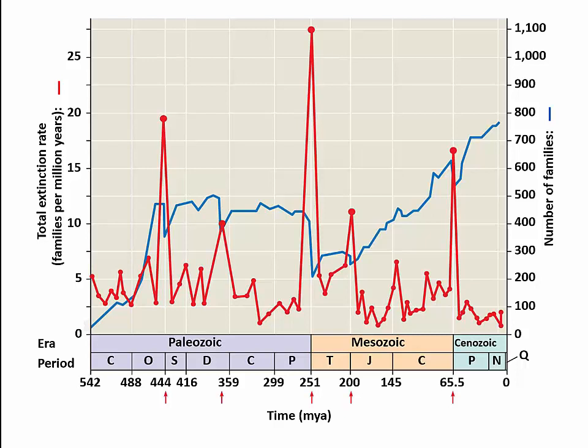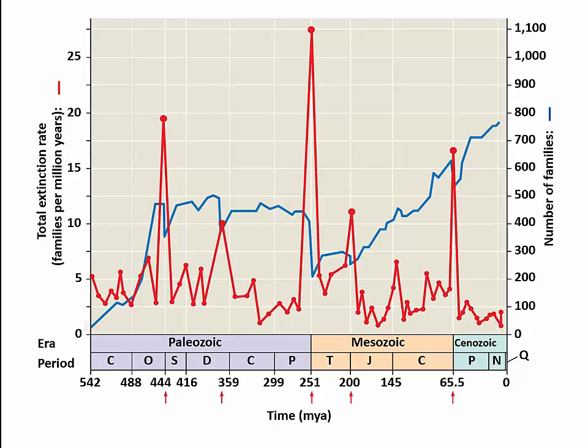Okay, so what we're looking for is the extinction is in red, and the number of families is in blue. So let's just look first at just the red marks. And you can see 5 peaks. One, which is around 444 million years ago. There's an arrow at the bottom. And one peak around 359 million years ago, a really big one at 251 million years ago.